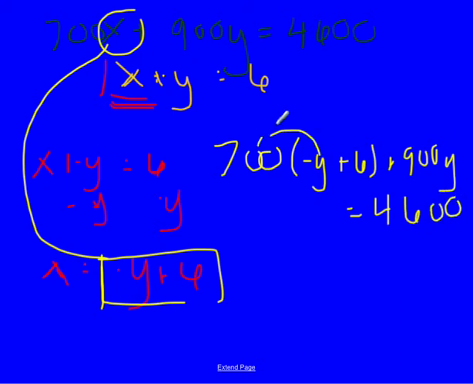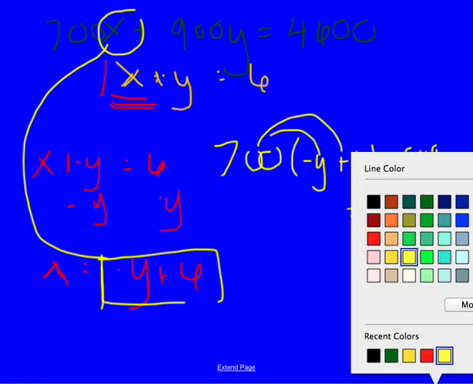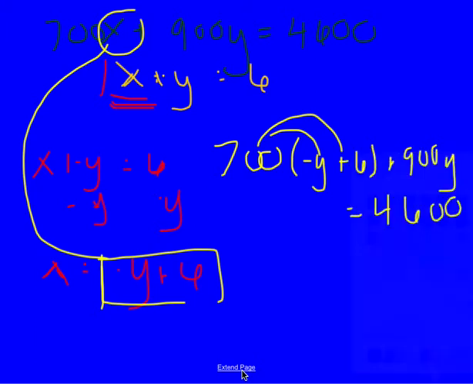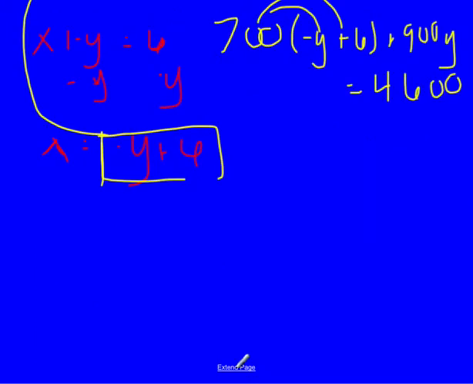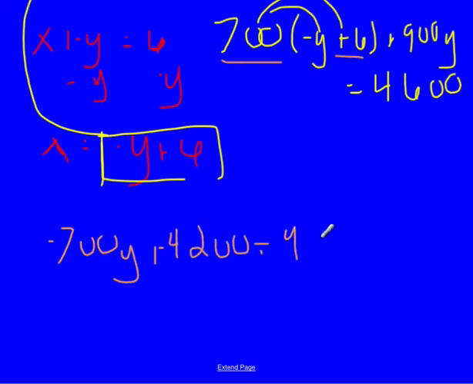So I'm going to start by distributing that 700 to each thing. I'm just going to write it down here so I can get enough space. So I'm going to have a negative 700Y, and then I'm going to take 700 times 6. Well, that's going to give me 4,200 plus 900Y, right? We don't want to forget about this guy right here, is going to be equal to 4,600. So now I need to solve for Y.